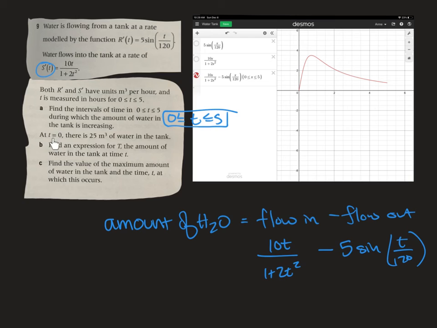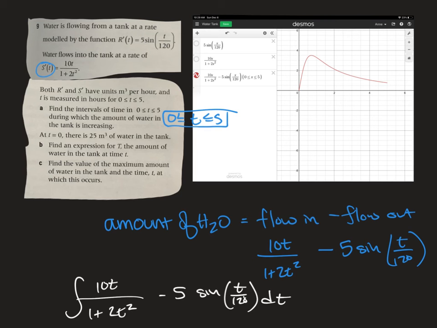So then when t is 0, there is 25 cubic meters of water in the tank. So we want to find an expression for the amount of water in the tank at time lowercase t. So what they've basically described to us is that this function right here is the change over time of the water, and then they gave us a starting amount of water. So this is basically our derivative, and we need to find the integral. Shocker. So we need the integral of 10t over 1 plus 2t squared minus 5 sine of t over 120 dt. So let's go about doing that.